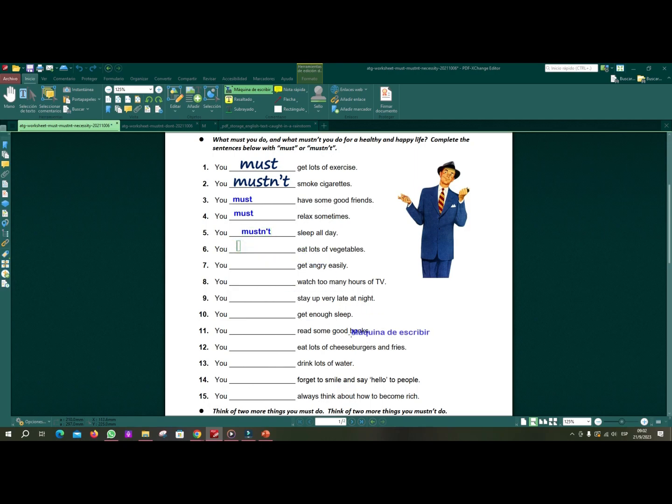You eat lots of vegetables. What do you think, Mr. Ruben, about that one? Must. Do you eat vegetables, Mr. Ruben, or you don't like them? Sometimes? Always? Oh. Okay, nice. So, 7, get angry easily. Oh, that's me, right? So, you mustn't or must? What do you think about number 7?